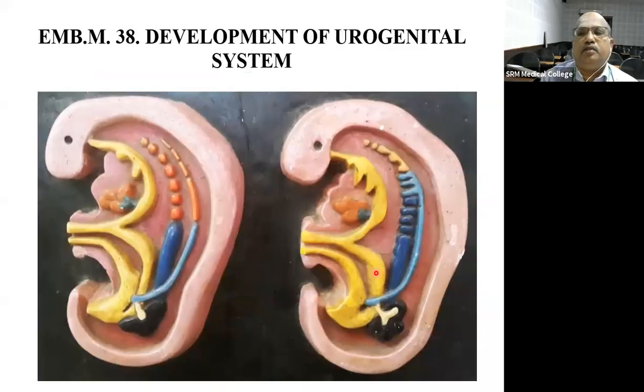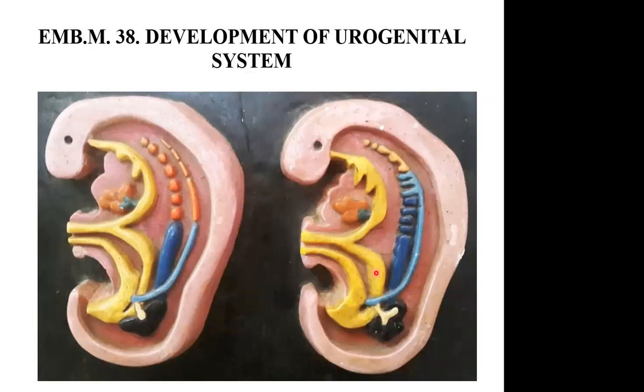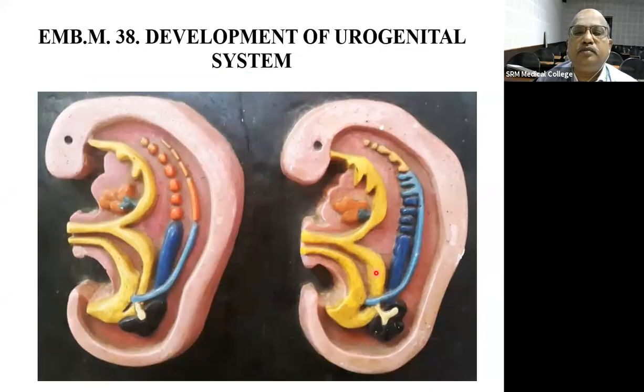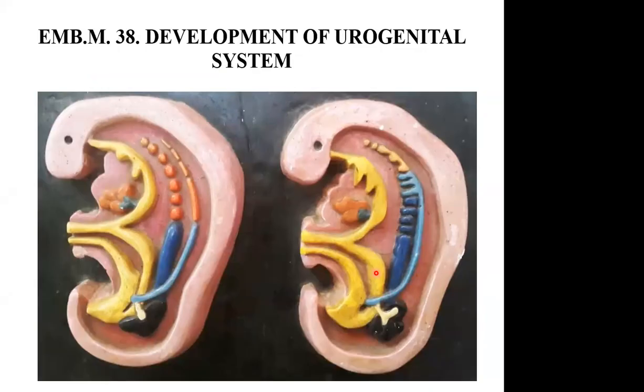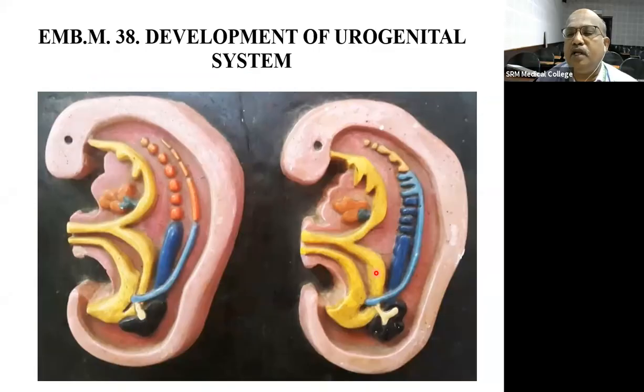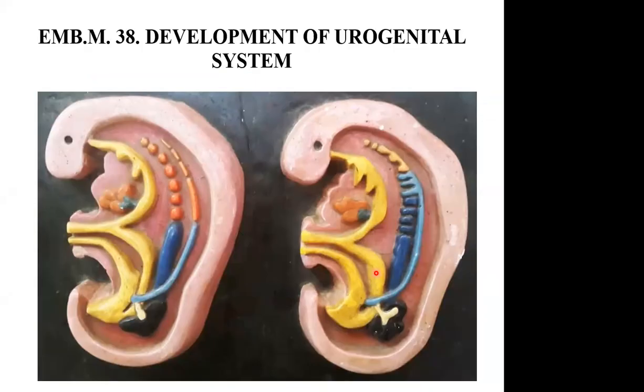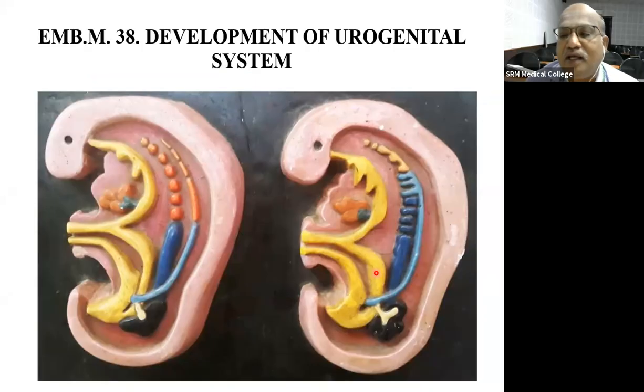So next model. What is this model? Number 75. No, number 20. Who is number 20? Yes, sir. Very nice. What is this model? My screen is visible or not? Yes, sir. It is labeled already: development of the urogenital system. Are you seeing or not? Or are people sleeping?